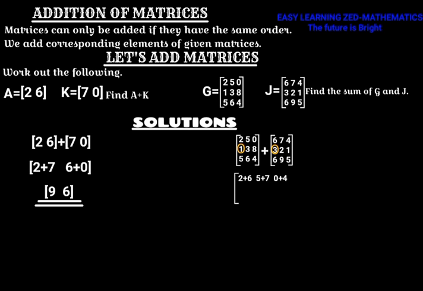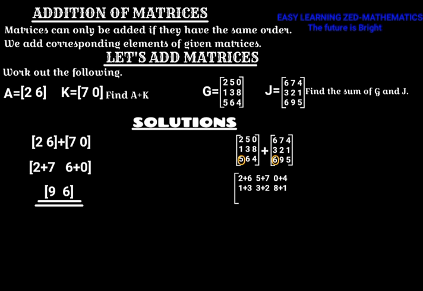So the corresponding element of 1 in the first matrix, or matrix G, is 3 in matrix J. So we are going to add, and we are going to come down. Even in our answer, we are going to go into the second row, which is going to be 1 plus 3. Then the corresponding element of 3, which is next to 1 in the first matrix, is 2. So we're going to add 3 plus 2. Then the corresponding element of 8 in the second matrix is 1. So we're going to add 8 plus 1. Then we're going to come down here and there.